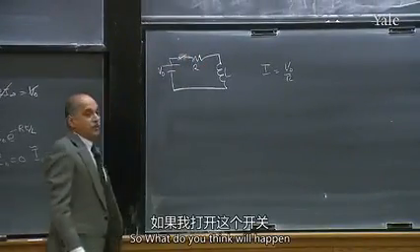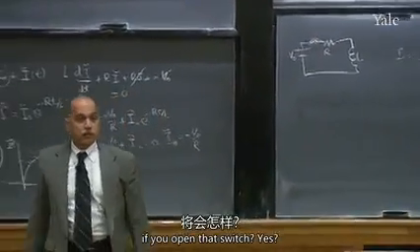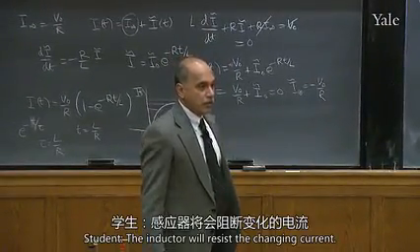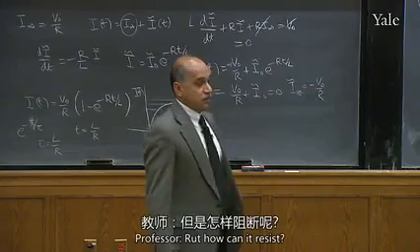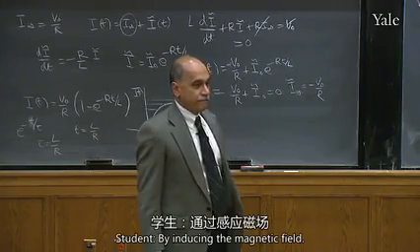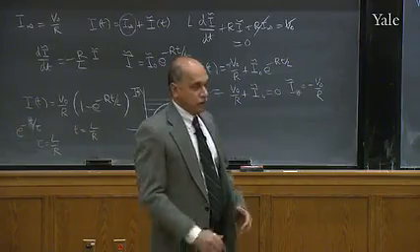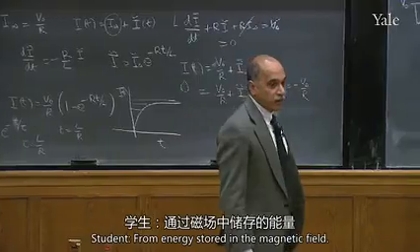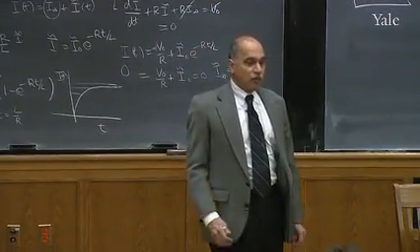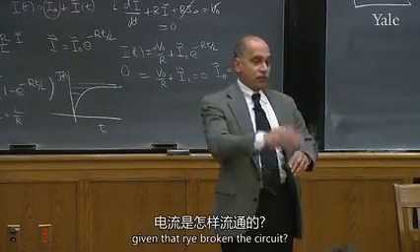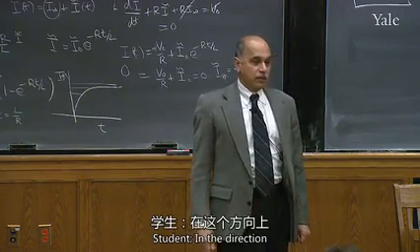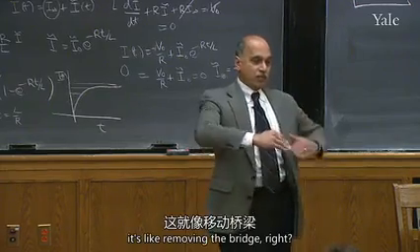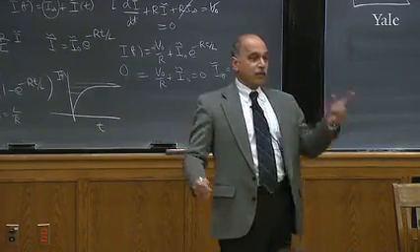So what do you think will happen if you open that switch? Yep. The inductor will resist a change in current. But how can it resist? By inducing a magnetic field. It can do what it wants, but how does it drive a current through the open circuit? From energy stored in the magnetic field. But in what manner will the current flow, given that I've broken the circuit? In the direction. No, but how will it manage to go around? Because it's like removing the bridge, right? How will it go around?